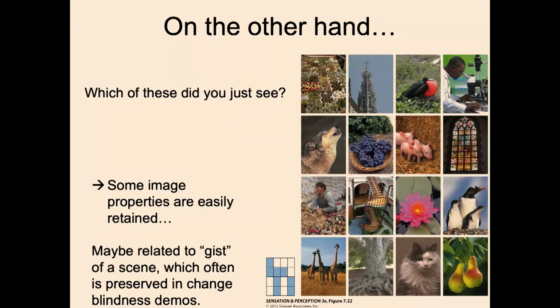Okay, and so it may well be that what you're really good at remembering is something related to gist, and there are a lot of visual details that are not critical to that, and those are things that are actually not really represented. Okay, but again, we don't yet have complete theories about this, but it's pretty striking.